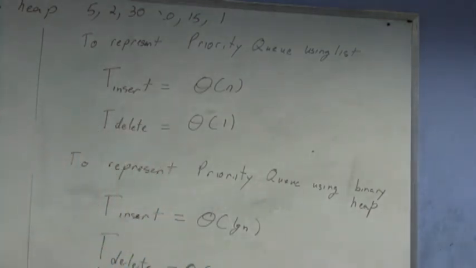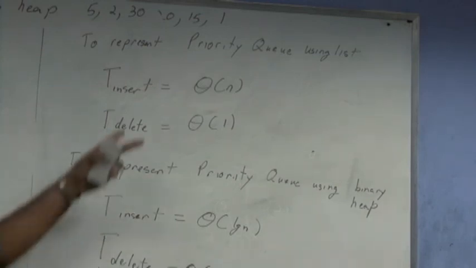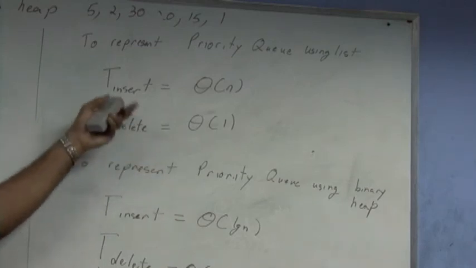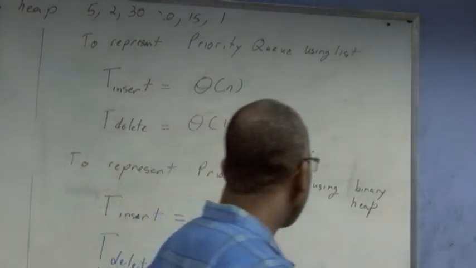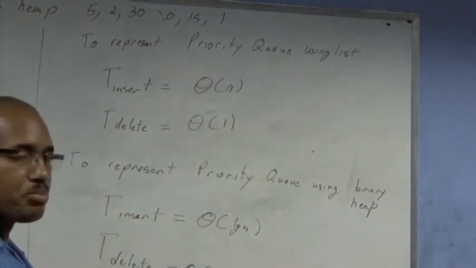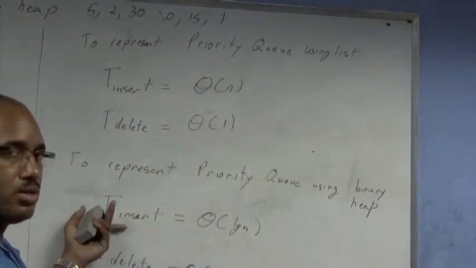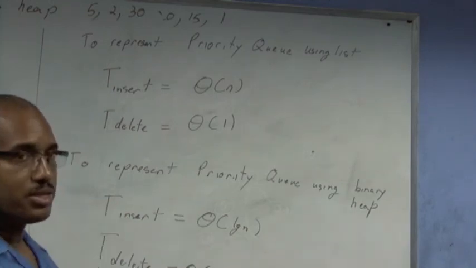of course, once you sum all the activities, if you're going to be doing a set of inserts and a set of deletes, you're going to have theta n plus theta 1, which ends up as theta n. Over down here, you'll have theta log n plus theta log n, which is theta log n. So the time complexity of putting all those operations together will be better if we represent our priority queue using the binary heap.